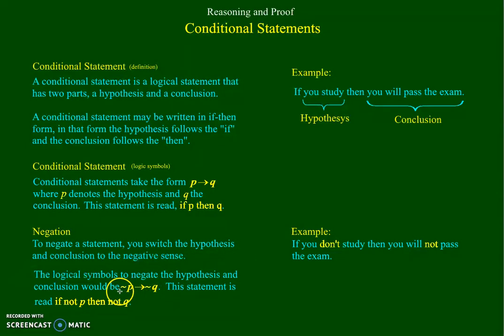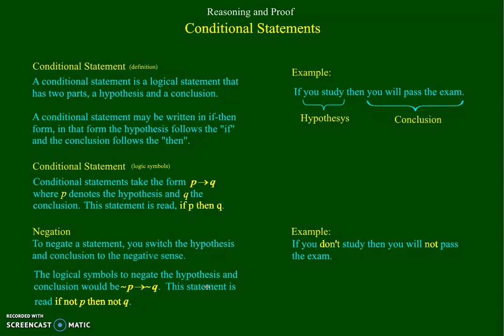Now the logical symbols for negation, you precede the element that you're going to negate with a tilde. So this is not P implies not Q, or you could say not P then not Q. So this arrow means implies or then. The statement is read, if not P, then not Q. So read this tilde as not. So this is not, negate.